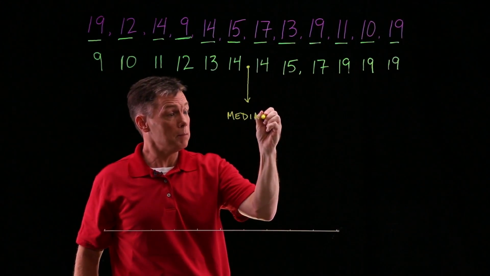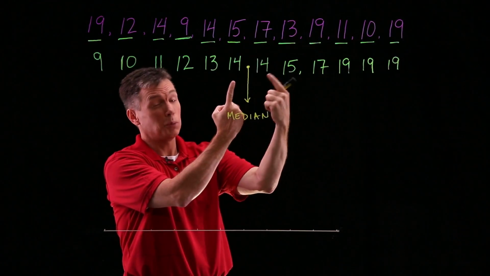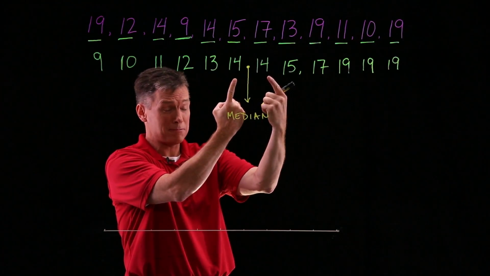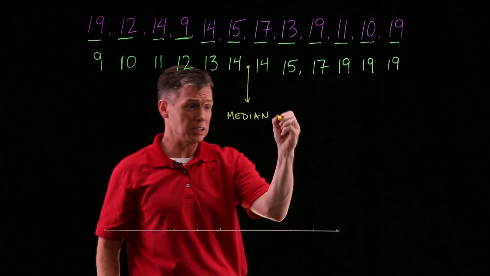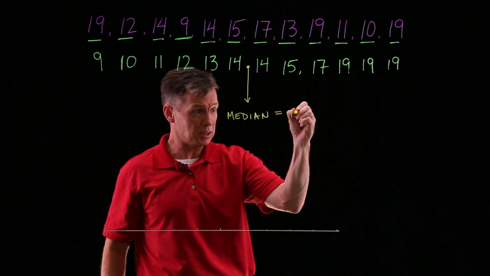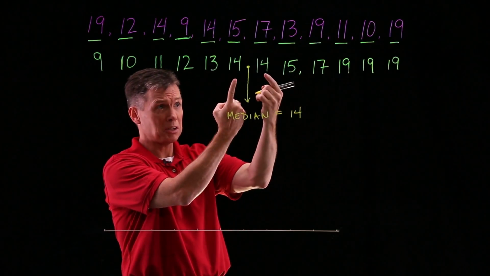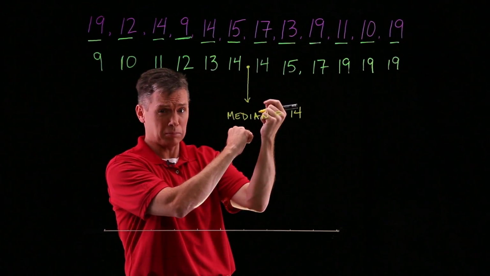The median is in the middle of these 2 data points, and coincidentally this time they're the same value of 14. So I'm splitting the difference between 2 14s, so it's 14. If those were 2 different numbers, I'd add them up and divide by 2 to get that exact middle.